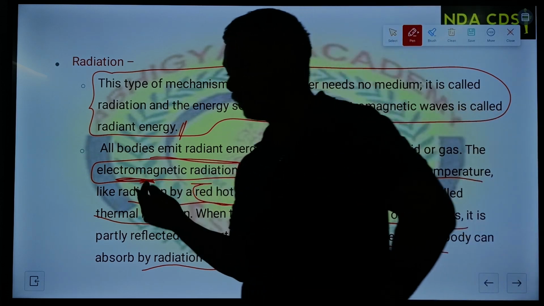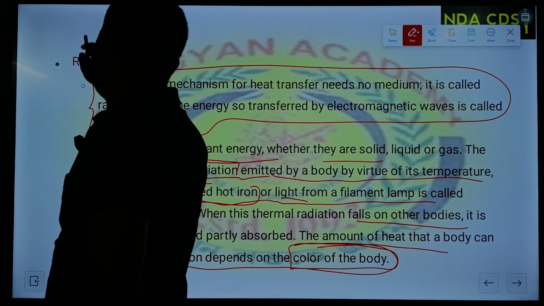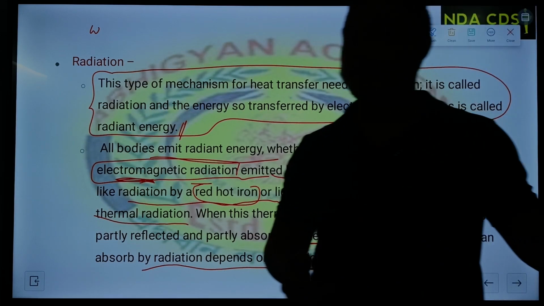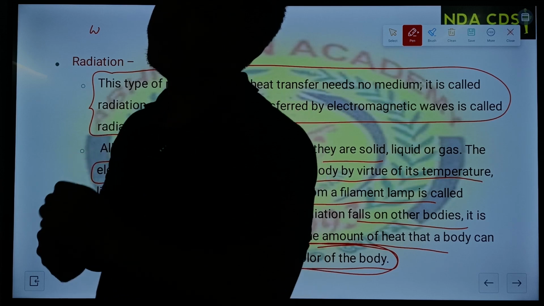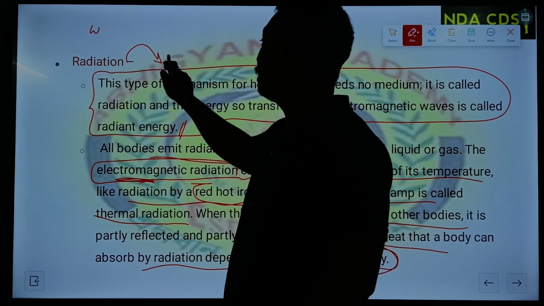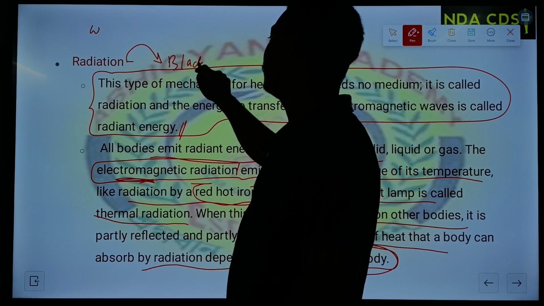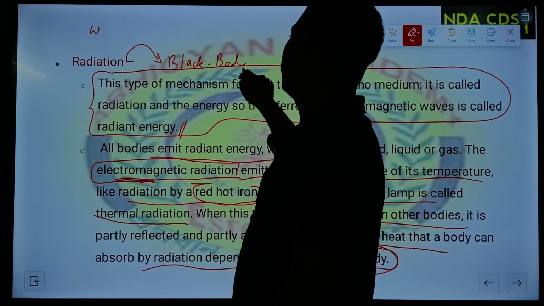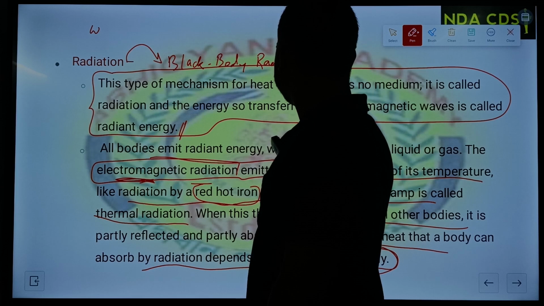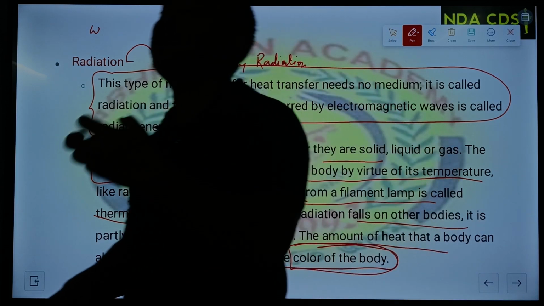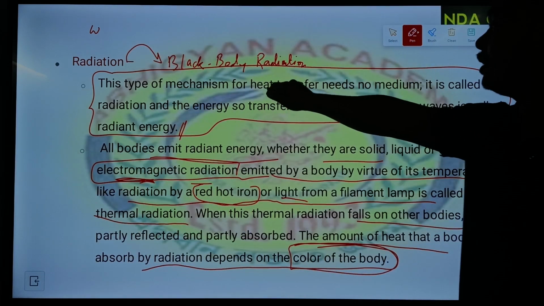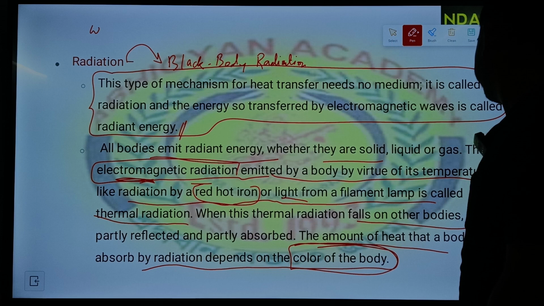Because the black color absorbs much more heat than any other color. And that's why from this topic comes another topic, which we call black body radiation. It is called black body radiation because initially the formulation was based on the fact that the color black absorbs too much heat, too much radiation. That's why we named it black body radiation.